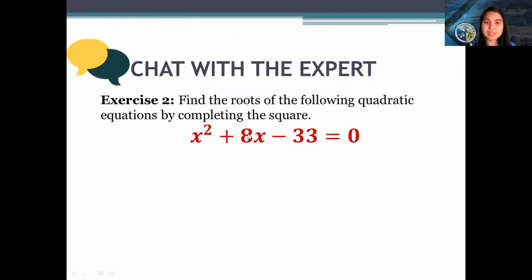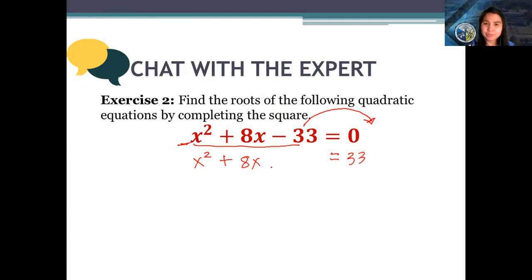This one. X squared plus 8x minus 33 equals 0. This is step 1. Let's go to step 2. Transfer the constant term. Step 2 is okay. This is 1. Step 3, transfer the constant to the other side. So we have x squared plus 8x equals 33.